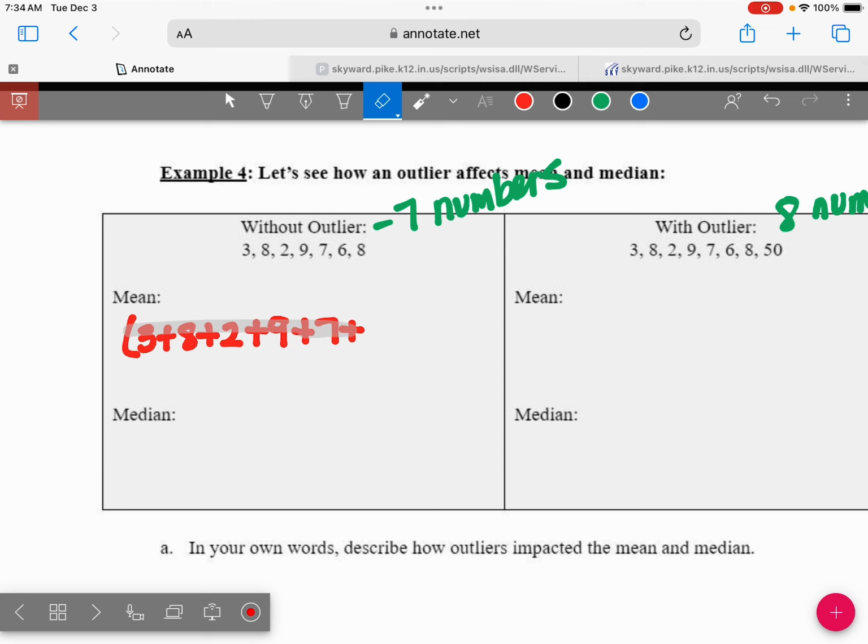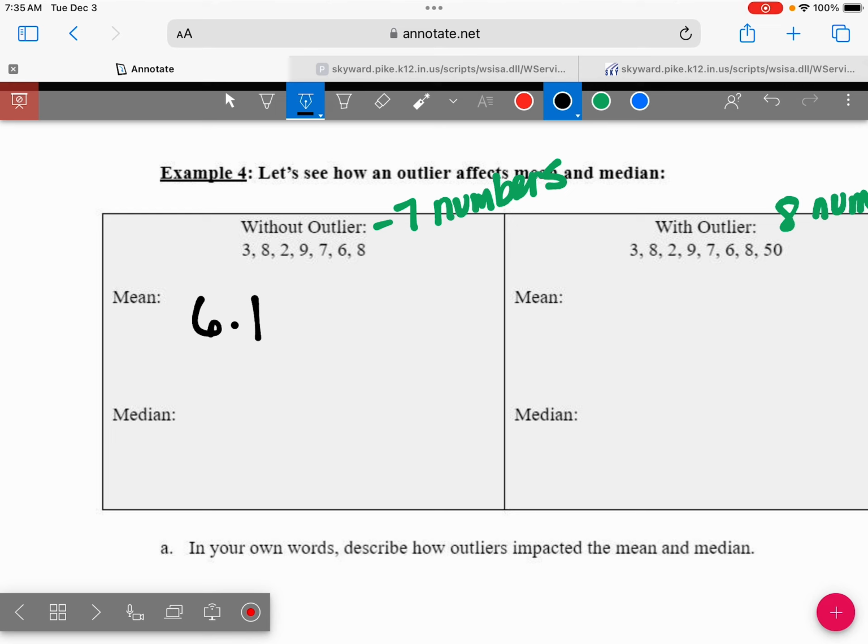And you don't have to show your work. Actually, I'm not going to do that. You all can just add them all up, divided by 7. So we got 3 plus 8 plus 2 plus 9 plus 7 plus 6 plus 8. And divide that by 7. All right, who got about 6.1 for the mean? Raise your hand if you got that.